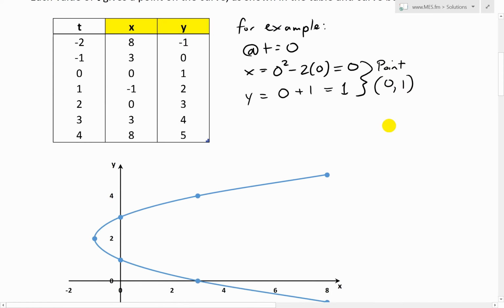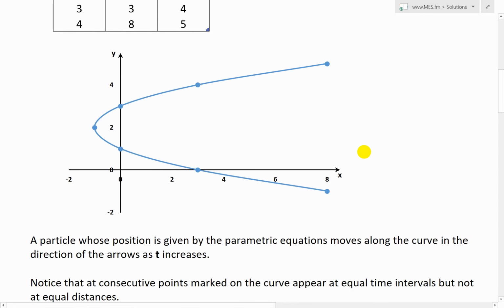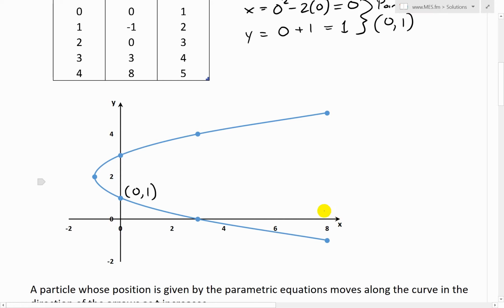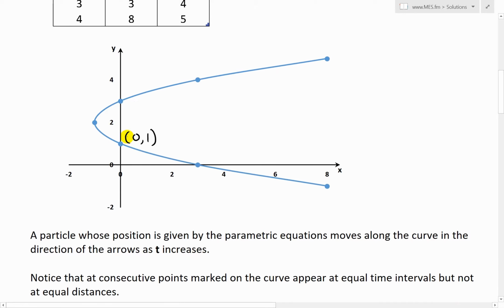So x is 0, y is 1. And then when we graph it out here, this is when x is 0, y is 1. So that's this point right here, at 0 and 1. And this point is again an xy coordinate. At this point of the curve, t is equal to 0.